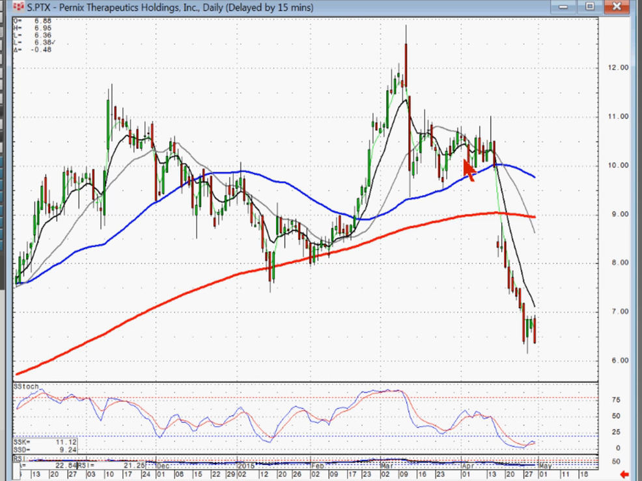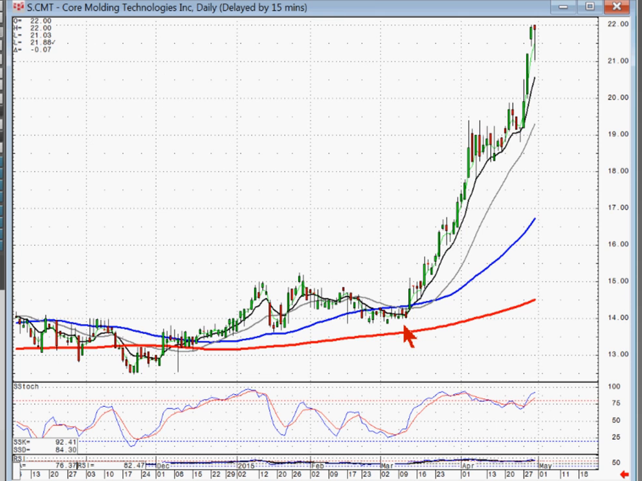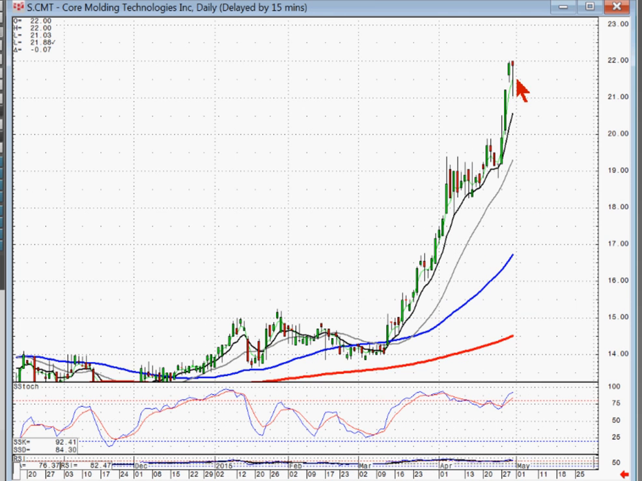PTX, you stay short ever since the gap down. Ever since your big belt hold bearish engulfing, it's been in a downtrend. CMT, stay long, but you did a hanging man. So if it opens lower tomorrow, you close it out because it's at least coming back to test the T-line.